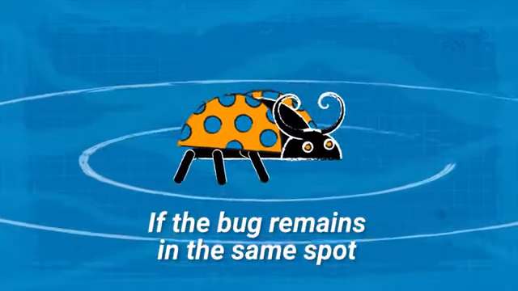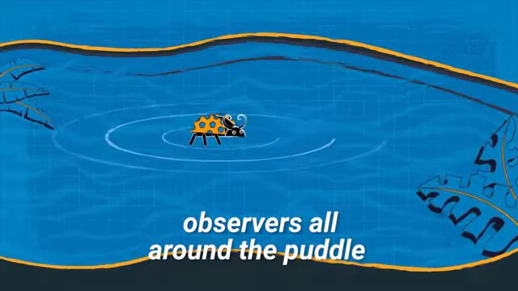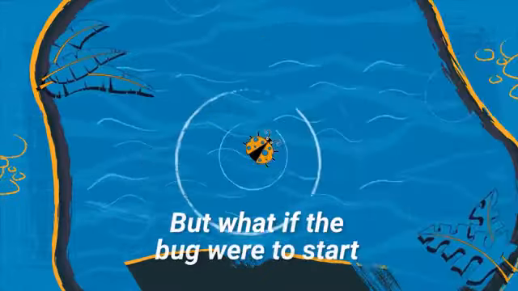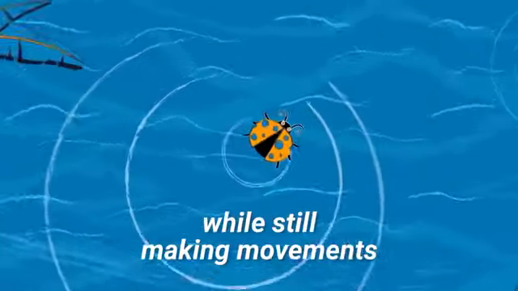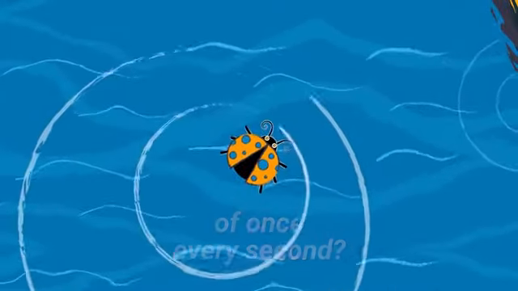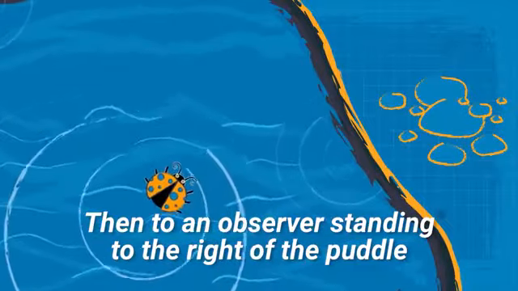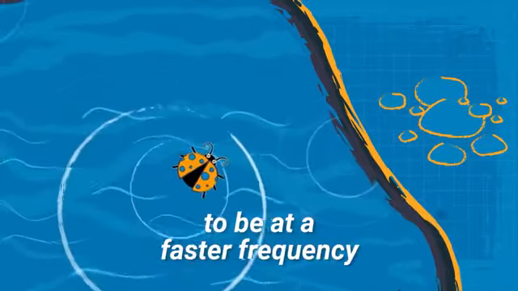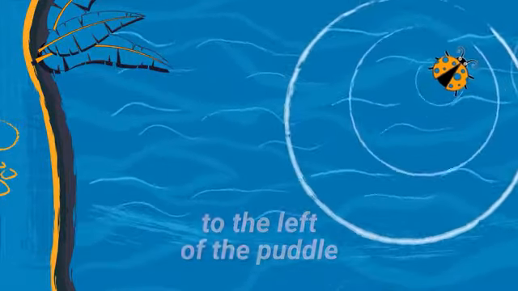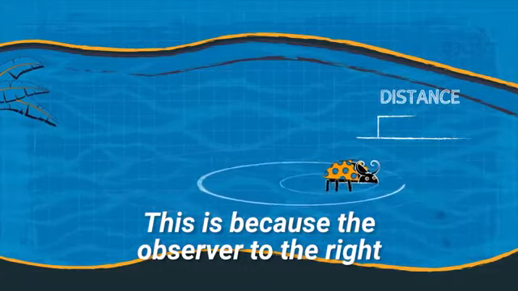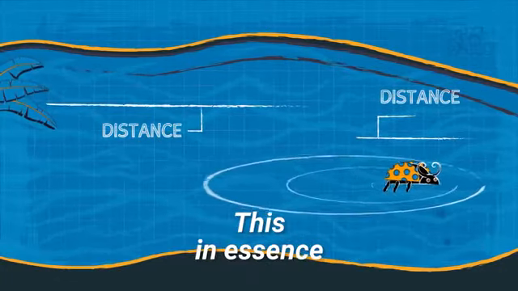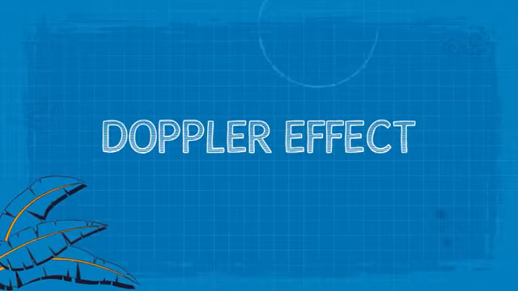If the bug remains in the same spot and does not move, observers all around the puddle would also see waves coming toward them every second. But what if the bug were to start moving toward the right while still making movements with its arms and legs at the same frequency of once every second? Then, to an observer standing to the right of the puddle, the incoming waves would appear to be at a faster frequency than the waves approaching an observer standing to the left of the puddle. This is because the observer to the right is closer to the bug, and therefore the waves, than the observer to the left. This, in essence, describes the Doppler effect.